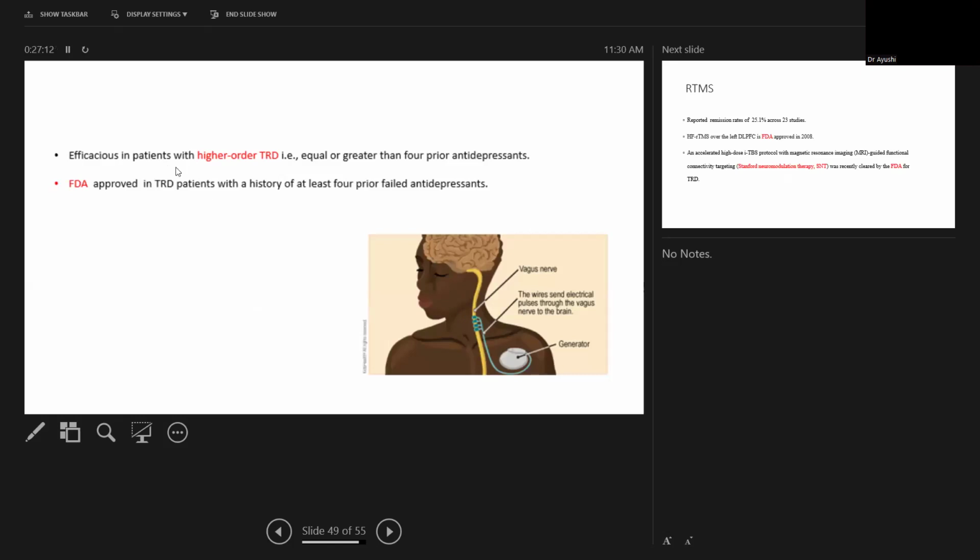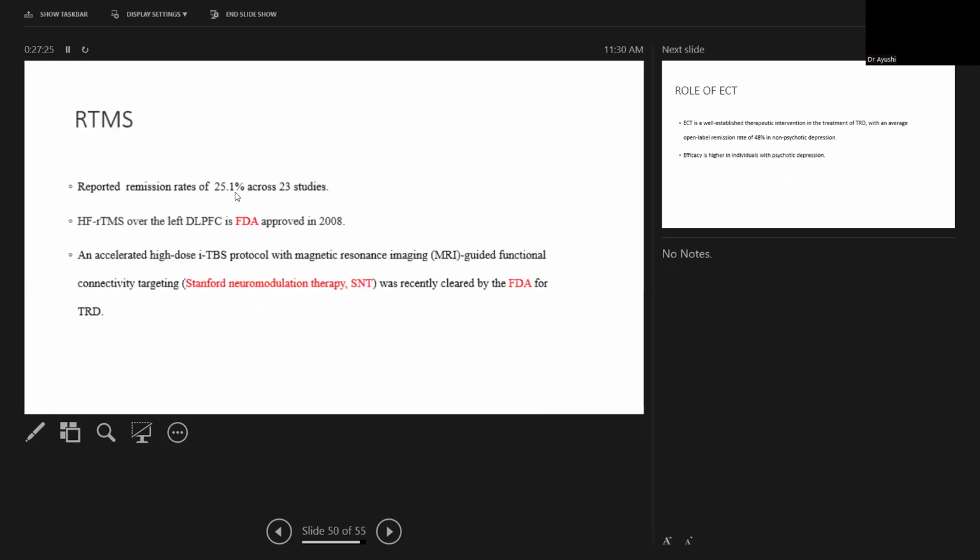So it is efficacious in high-order TRD, that is in equal to or greater than 4 prior antidepressant trials. It is FDA approved in TRD patients with a history of at least 4 prior failed antidepressants. For rTMS, the reported remission rates are 25.1% across 23 studies. High-frequency rTMS over the left DLPFC was FDA approved in 2008. And the iTBS protocol with MRI-guided functional connectivity targeting, that is Stanford neuromodulation therapy, was recently FDA cleared for TRD.